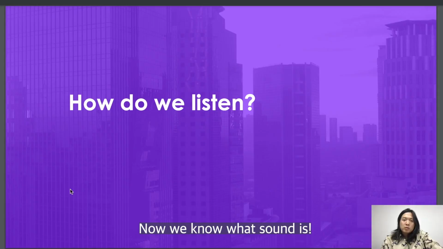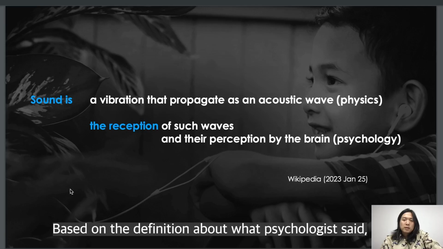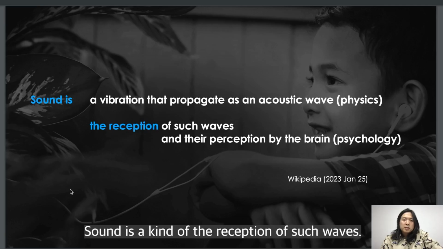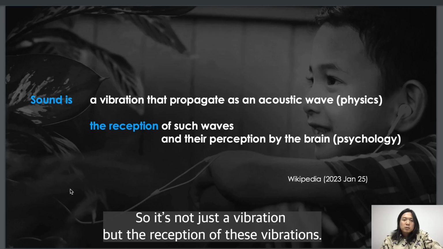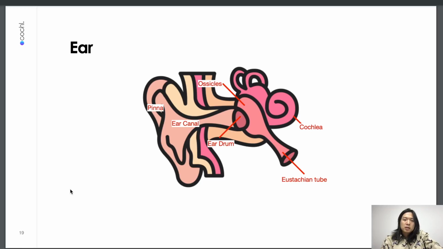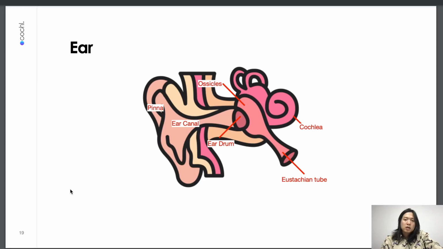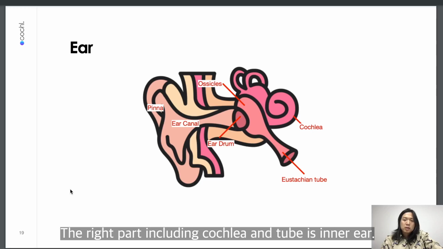Now we know what sound is, so how do humans listen to sounds and understand them? Based on the definition from psychologists, sound is a kind of reception of such waves. So it's not just the vibration, but the reception of these vibrations. So this is the ear. The ear can be divided into several parts. The left part of the figure is the outer ear. The right part, including the cochlea and tube, is your inner ear.